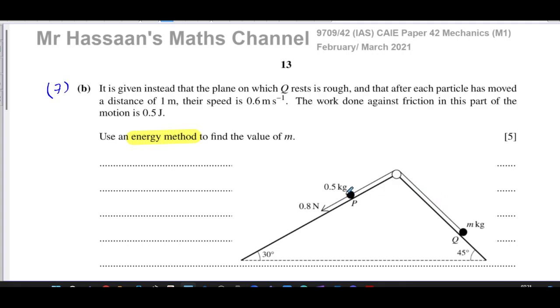If we consider the whole system as one, so we consider the overall potential energy gained and lost by P and Q, the overall kinetic energy change in P and Q, and the overall work in and the work out, then we won't have to worry about the tension because that's within the system. We're considering the system as a whole. So I think personally the easiest thing to do would be to consider the work done by P and Q together.